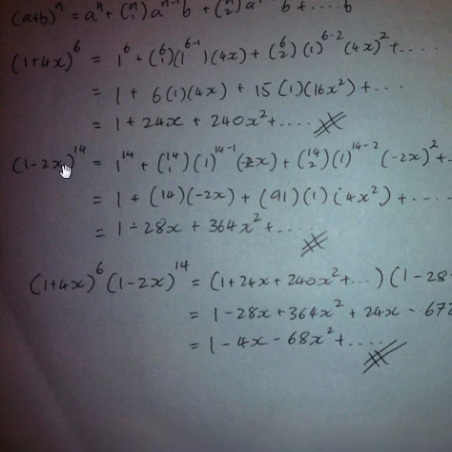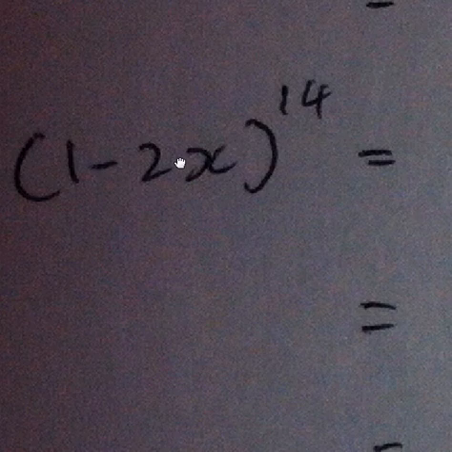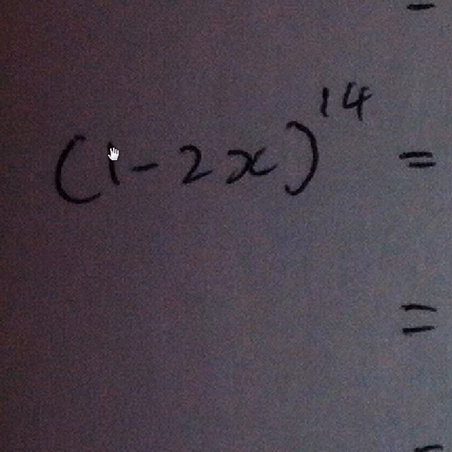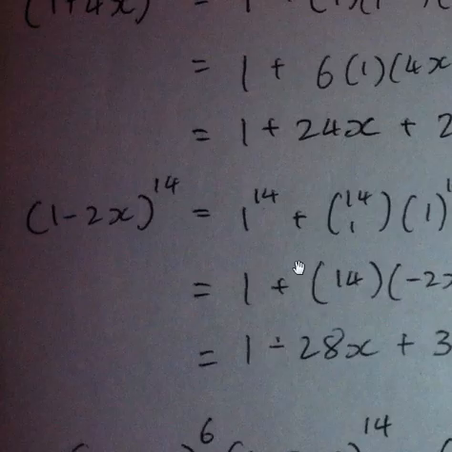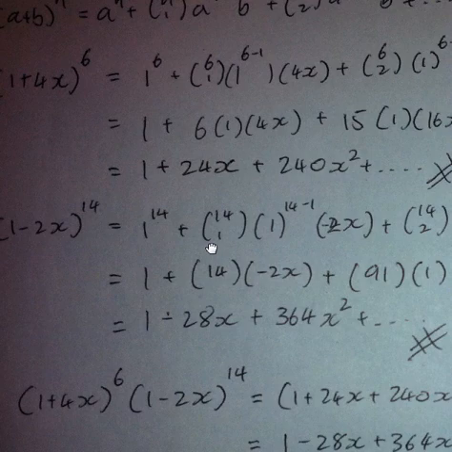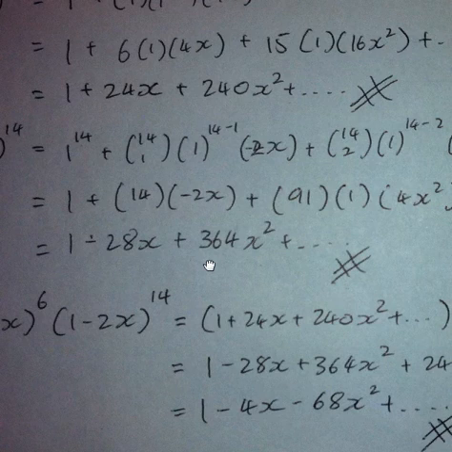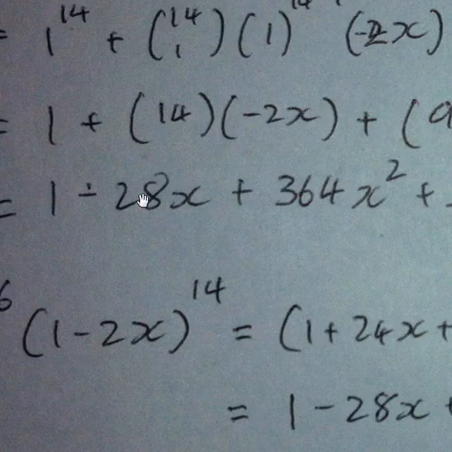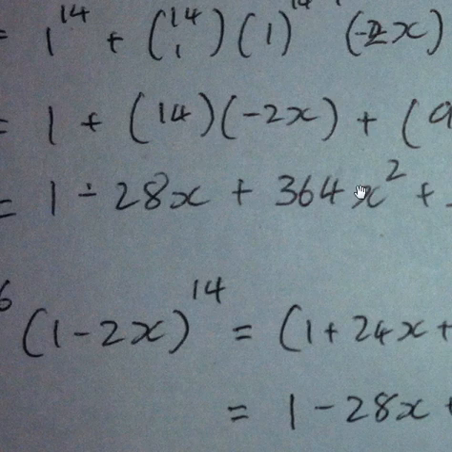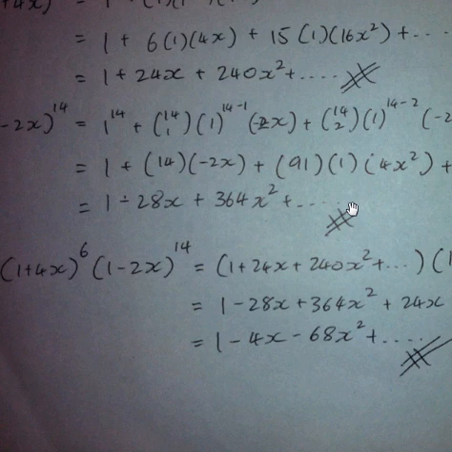For part 2, it's going to be the same case. In this case, your a will be 1, your b will be a negative 2x. Take note, it's a negative 2x. And n is 14. When you substitute in the values, again they only want the first three terms. So you end up having 1 minus 28x plus 364x squared. Remember your plus dot dot dot.